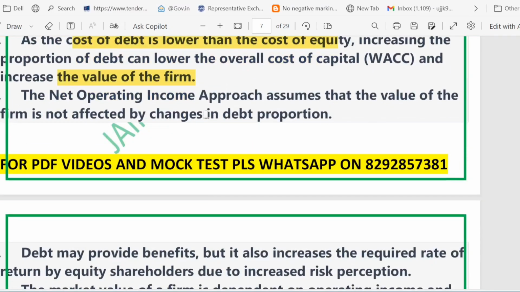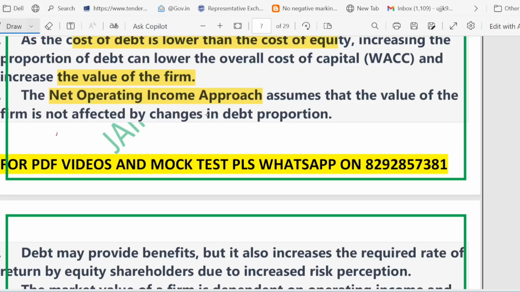Then we have the net operating income approach. The second approach we have is called the net operating income approach. So basically, in simple words, we can say NOI approach. First of all, let's talk about NOI. NOI assumes that the market value of the firm depends only on the operating income and business risk, not on how much debt or how much equity it has. So okay, NOI I think is clear. Now the net operating income approach.